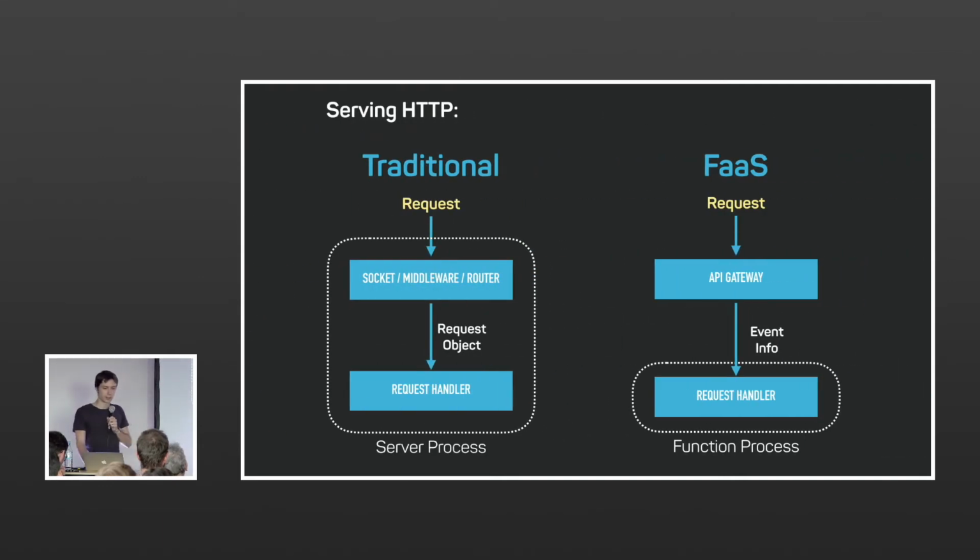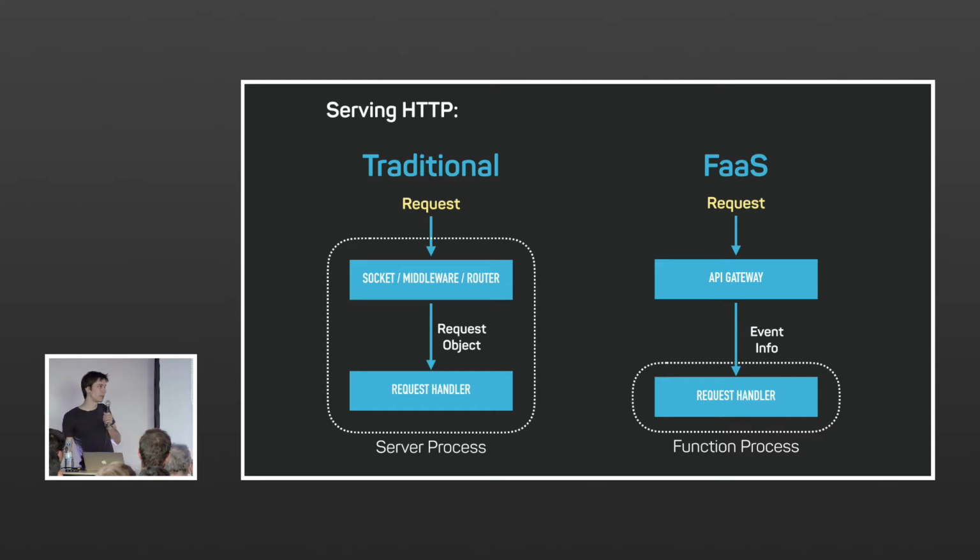Now, let's take a look at HTTP and how running serverless differs from the traditional model. Traditionally, if you, for example, have a Vapor or Kitura server, you'd probably have a server process which has a socket, some middleware, and some routing that takes the HTTP request, turns it into a request object, and passes it to the correct request handler. Now, that request handler takes the request object, processes the request, and uses the response object to send back a reply.